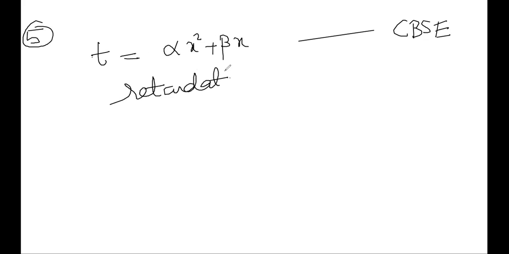Retardation. Retardation means what? Negative of acceleration is only called deceleration, retardation. It is nothing but deceleration, acceleration with a negative sign. That's what is retardation. So, how to start doing this problem?